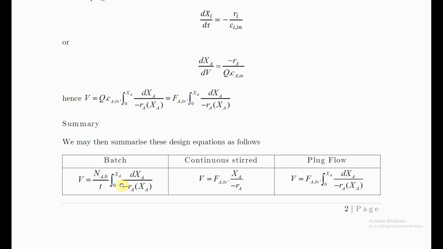Then in terms of the integral here, you've got a dXA, you've got 1 over r integrated in x. So 1 over r integrated in x. It's just that in the case of the CSTR, instead of integrating 1 over r in x, it's being multiplied by XA here. Now, we can produce what we call a Levenspiel plot, right? In each case, we can see some relationship between the volume and 1 over RA.